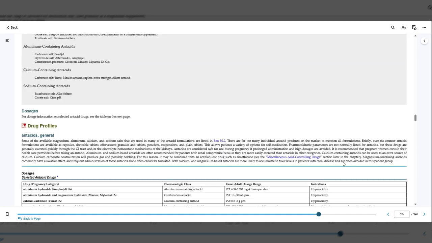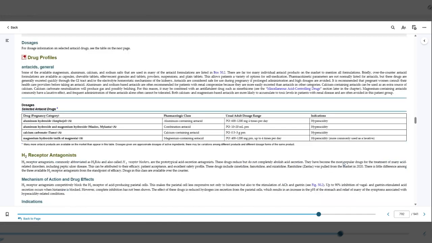To look at our three different ones here, we're going to look at aluminum and sodium-based antacids, which are also often recommended for patients with renal compromise because they're more easily excreted than the other categories.